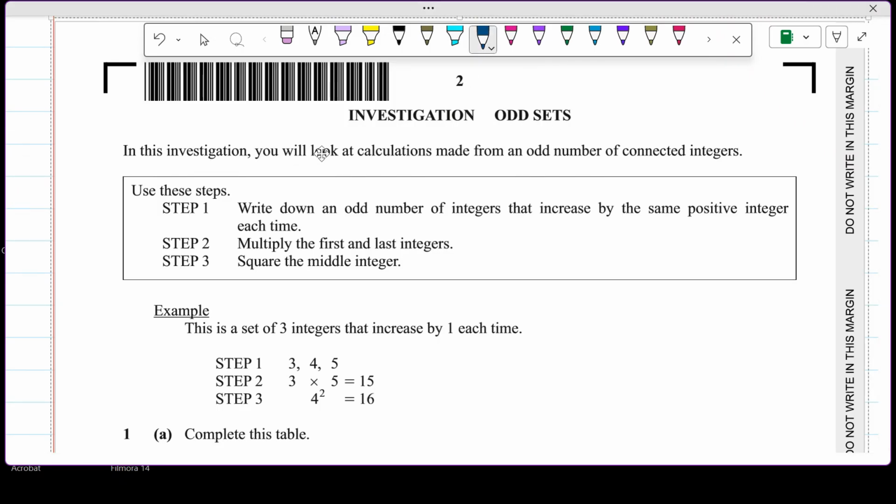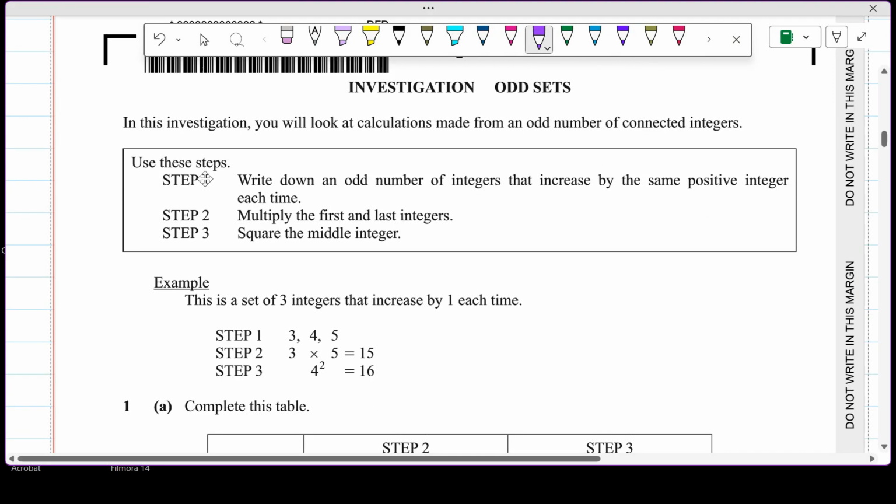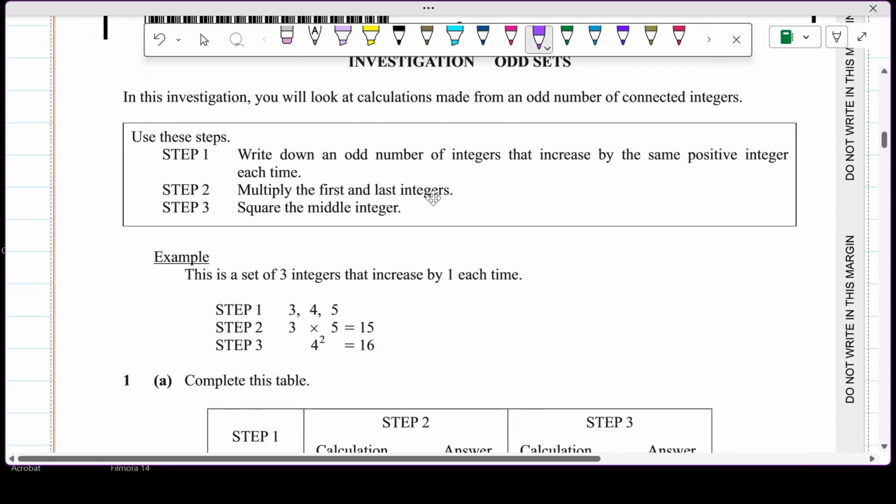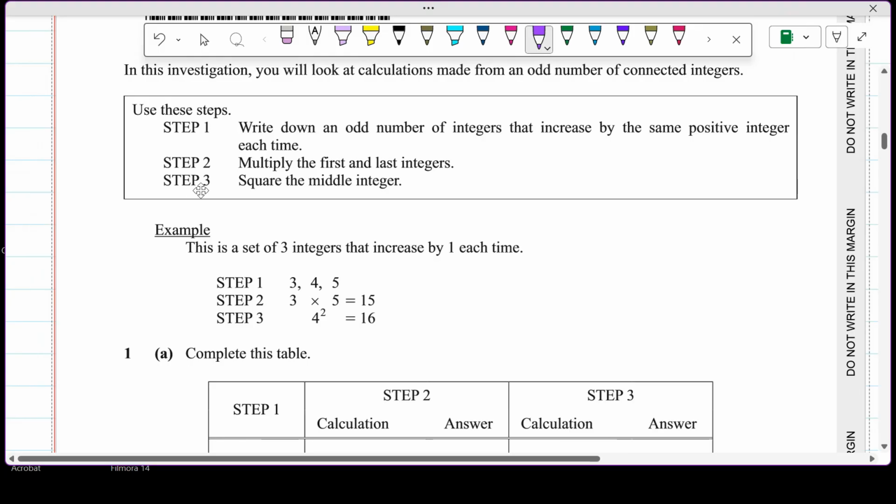In this investigation, you will look at calculations made from an odd number of connected integers. Using these steps: Step 1, write down an odd number of integers that increase by the same positive integer each time. Step 2, multiply the first and last integer, and Step 3, square the middle integer.